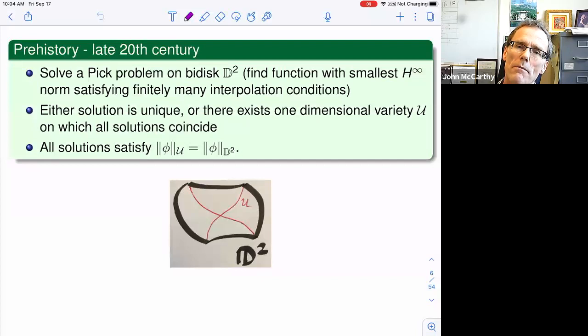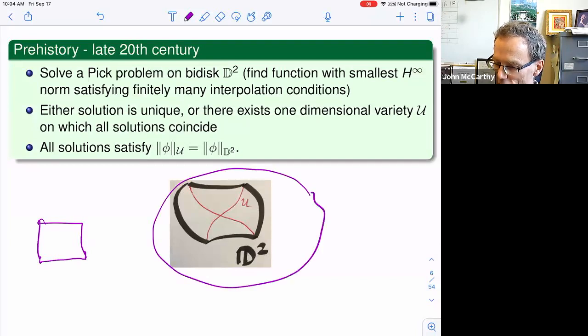So a Pick problem on the bidisk is, and I'm never quite sure how to draw the bidisk. I normally draw it as a square, but Nicholas Young, who not only has beautiful handwriting, he's also a good draftsman, has a much more elaborate picture that kind of shows it cylindrical in some directions and flattened in others. So this thing here is my attempt to draw a cartoon of the bidisk.